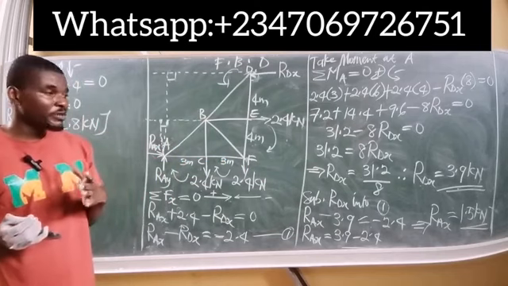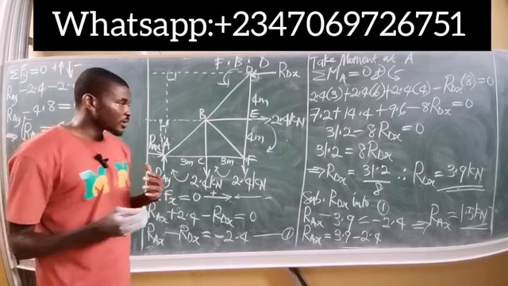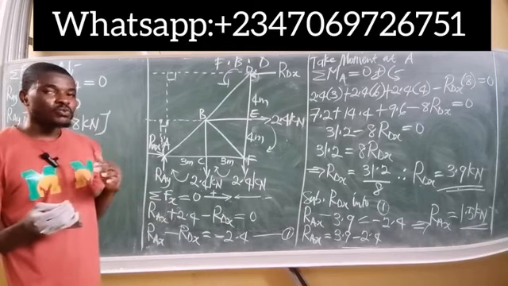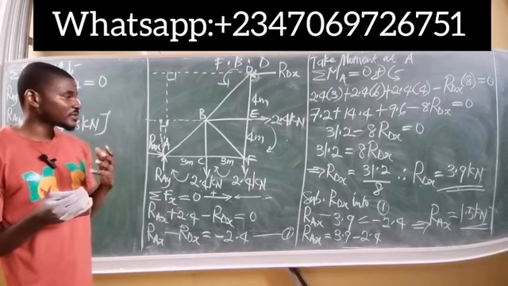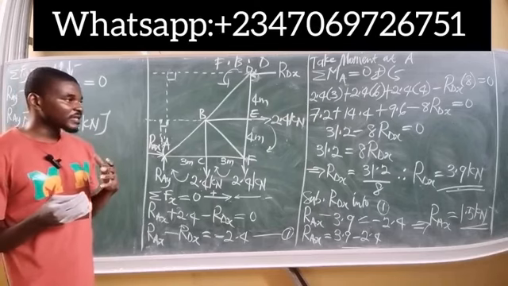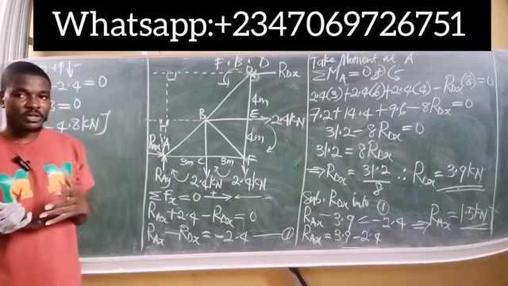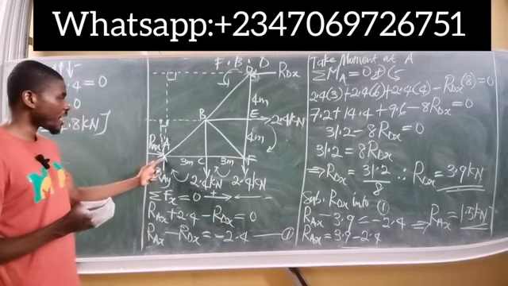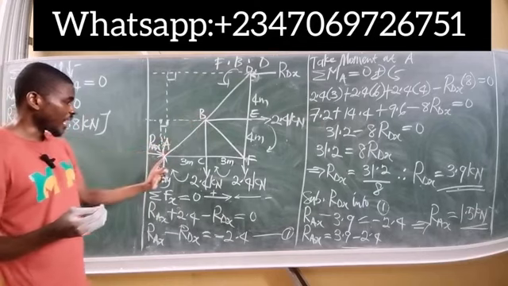Okay, so let's use the joint method first. Let's start with the joint method. I've always said if you're employing the joint method, start with the joint that has the list of unknowns. I always say that the number of members that makes up a joint gives us the number of unknowns at that joint. At joint A, we have two members, from A to B and from A to C.